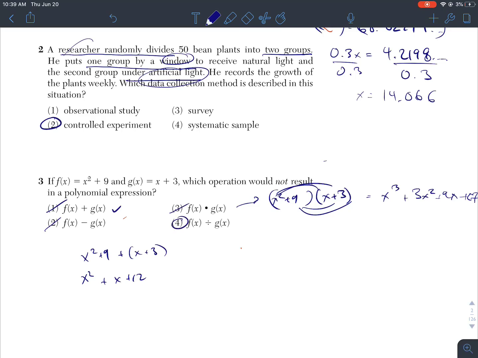In fact, division is the only operation that may not result in a polynomial when you combine two polynomials. However, to prove it, you do x squared plus 9 divided by x plus 3. And this cannot be factored, so you can't reduce this at all, and you're stuck with something that looks pretty different from the other equations that we got. This is not a polynomial.